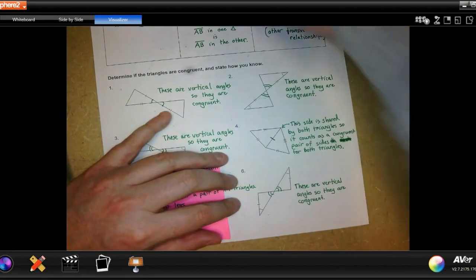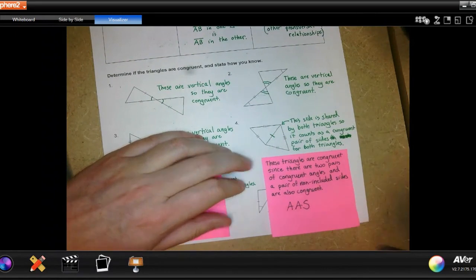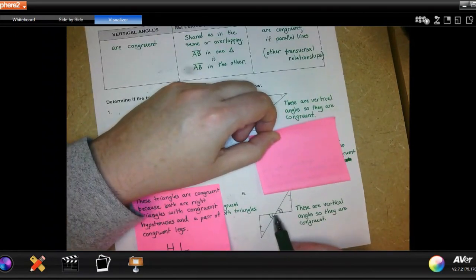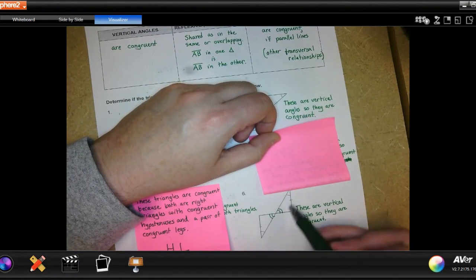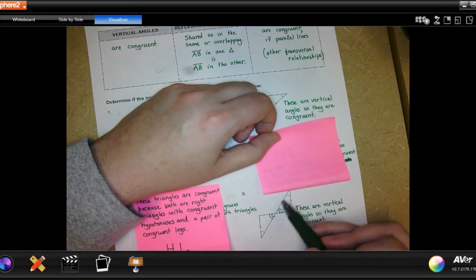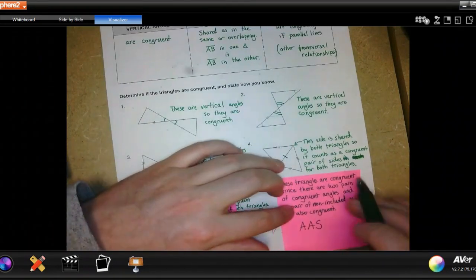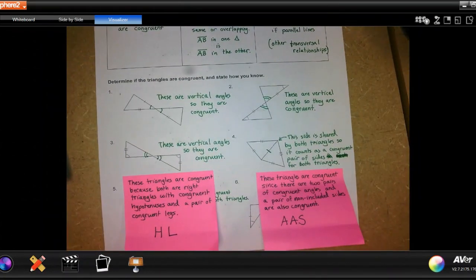And then the final example here in number 6, we have an example of angle, angle, side. 2 pairs of congruent angles, 1 pair the vertical angles, the other pair the given angles, 1 pair of sides that does not connect the angles. The non-included side makes this angle, angle, side.